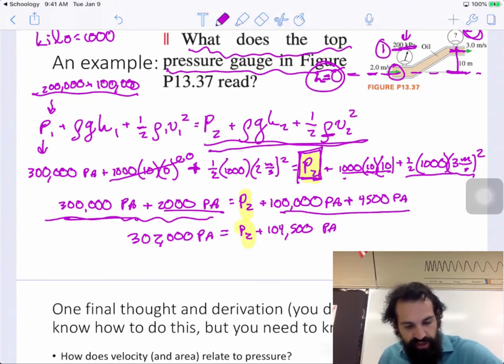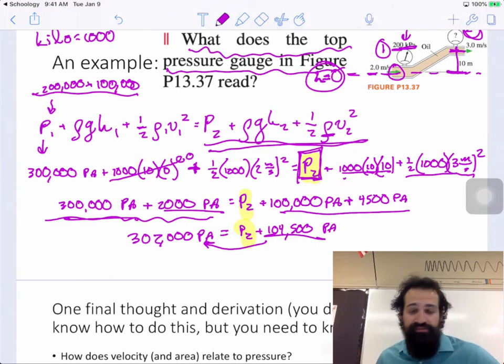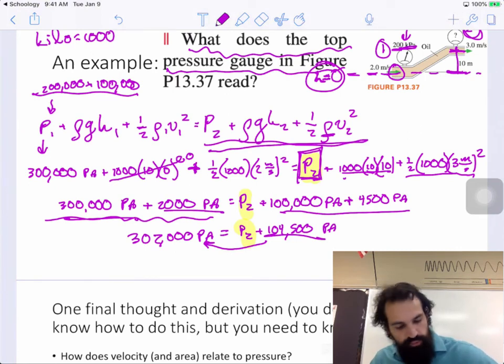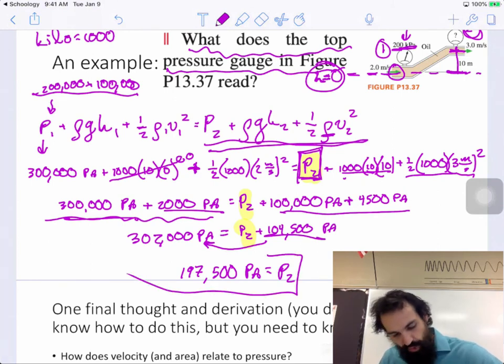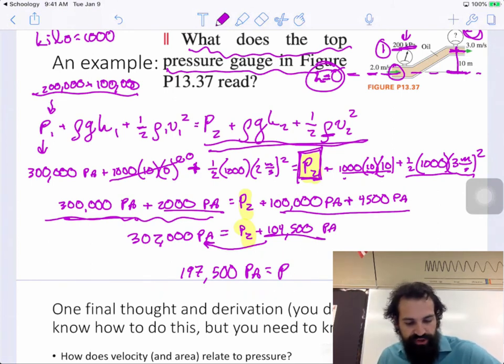So I'm going to bring this 104,500 to the left side. I'm going to subtract it from both sides. So 302,000 minus 104,500 should give us 197,500 pascals equals the total pressure at 2. Or rather, the pressure on the fluid at 2.